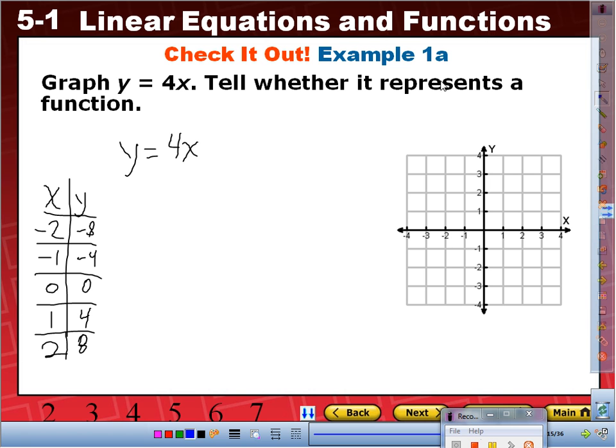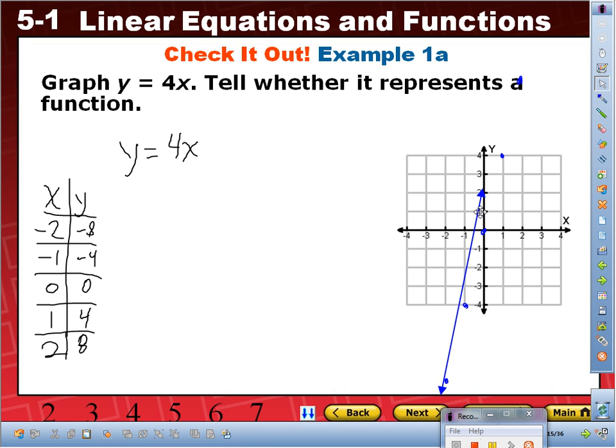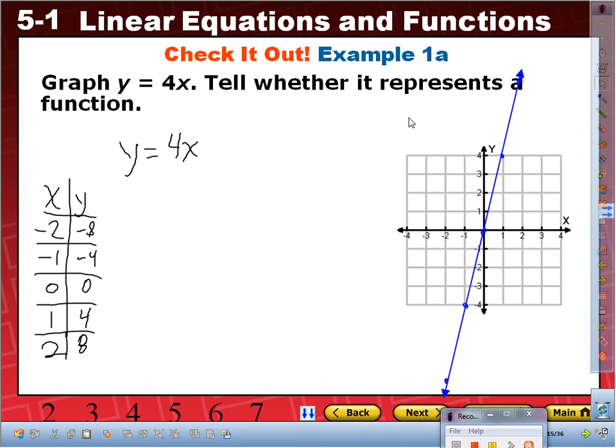Negative 2, negative 8, somewhere way over here. Negative 1, negative 4. Oh, okay, yeah. Thank you. Negative 2, negative 8. Negative 1, negative 4. 0, 0. 1, 4. And 2, 8. And your graph should look something like that. Nice and straight. My bad. Okay. How about that? Bam. That's what I'm talking about.